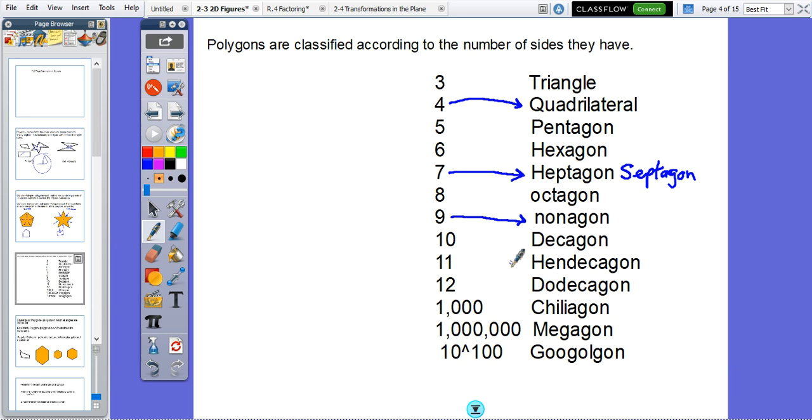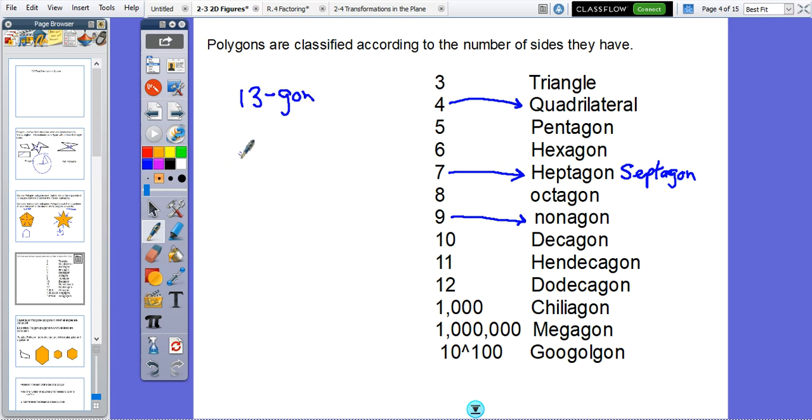Usually past that. Now there is a name for every single many-sided shape. So like a 22-sided figure has a name. Do I know it off the top of my head? No, I can Google it probably. But past 12, we usually just use a number. So if you're talking about a 13-sided figure, you usually see it referred to as a 13-gon.